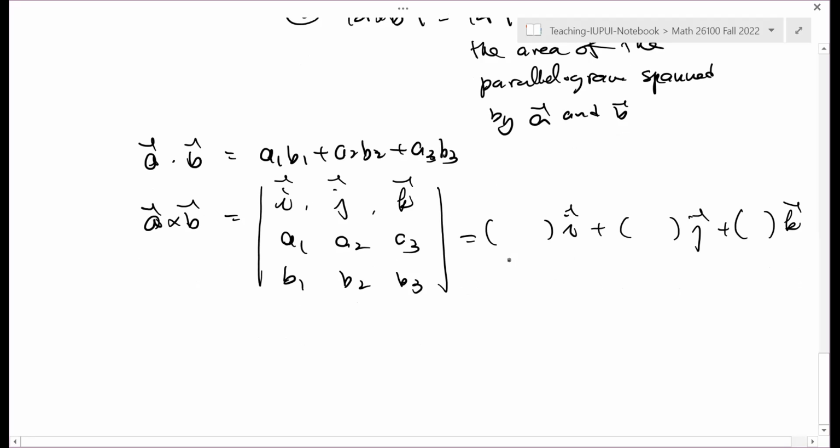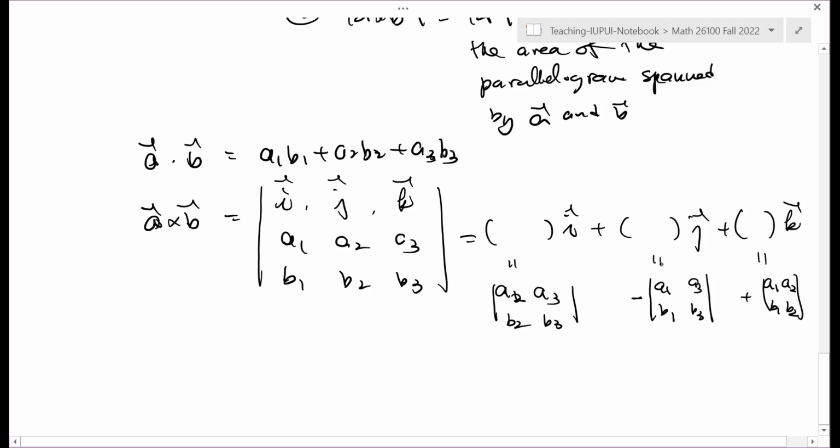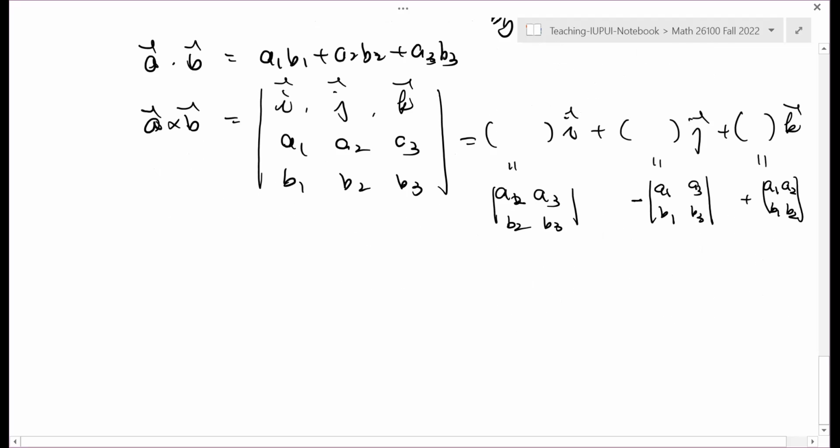So basically, this term is going to be the determinant of A2, A3, B2, B3, after you delete the first column, first row. And this will be negative, change the sign, and the first row and the last column. And the last one will be the first column, second column. Okay, so those are the three components, right?